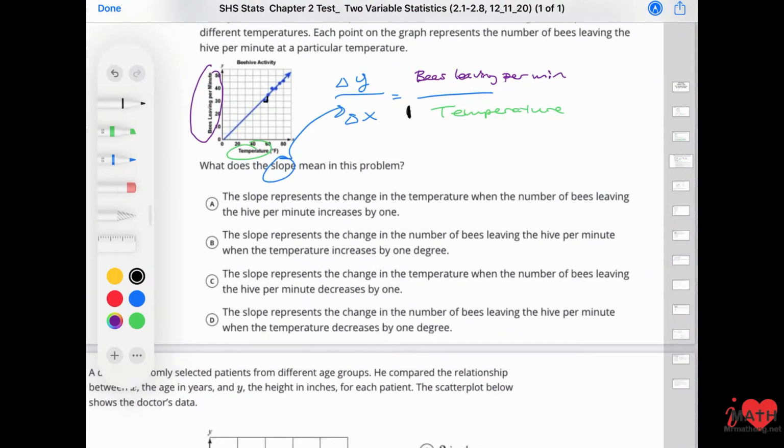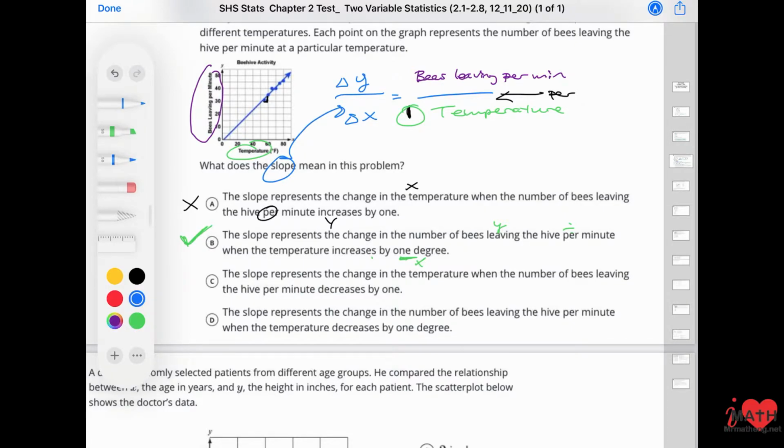The slope represents the change in temperature when the number of bees leaving the hive. So this would be x over y, and per means division. So it's not that one. The slope represents the change in the number of bees leaving per minute, so that's the y, per, no, that's the wrong per. When the temperature increases by 1 degree. So the 1 degree is good because that represents our 1, so that would be good.